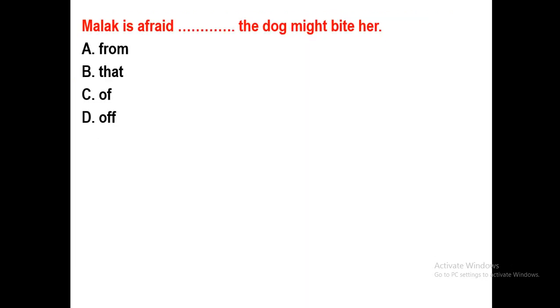Malak is afraid space the dog might bite her. From, that, of. Of course, we all know that any adjective that expresses fear, we use of with it. But here, Malak is afraid that the dog might bite her. So when can we say Malak is afraid of? If we say Malak is afraid of the dog.